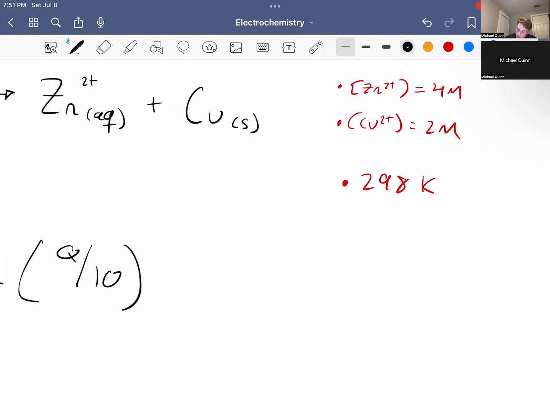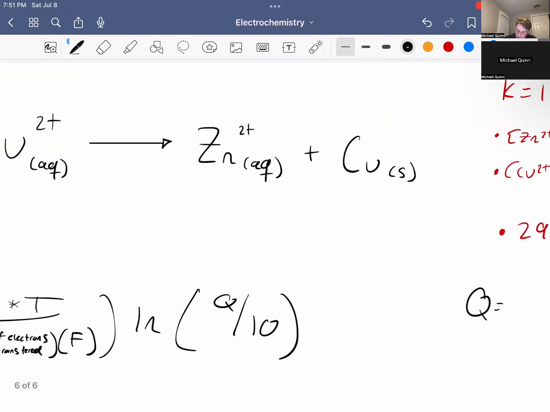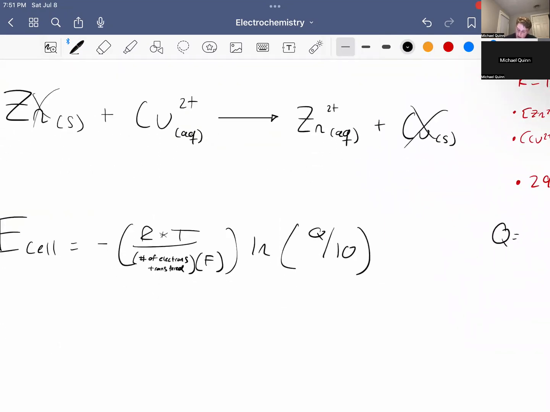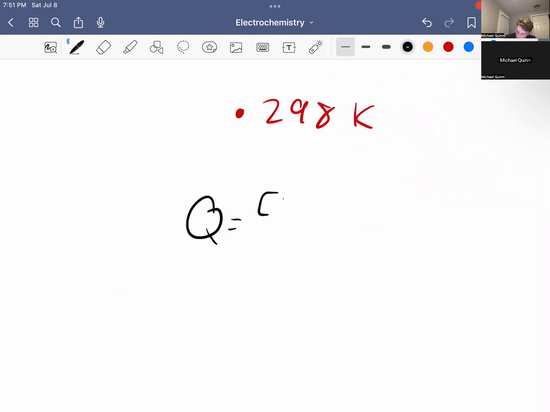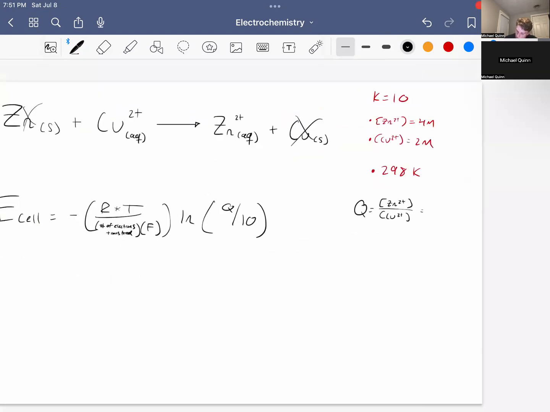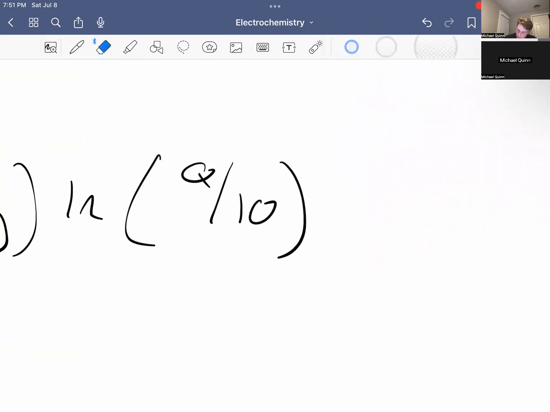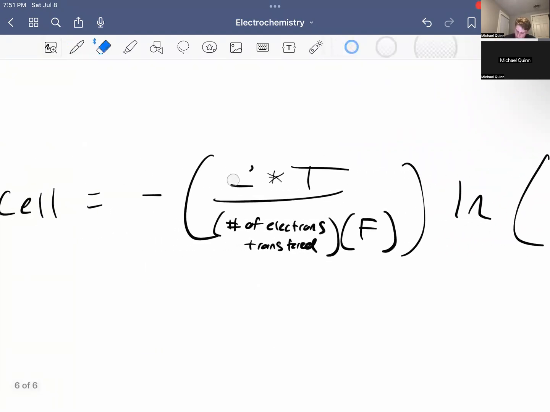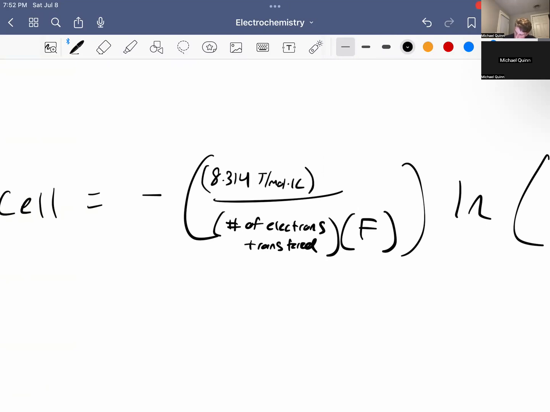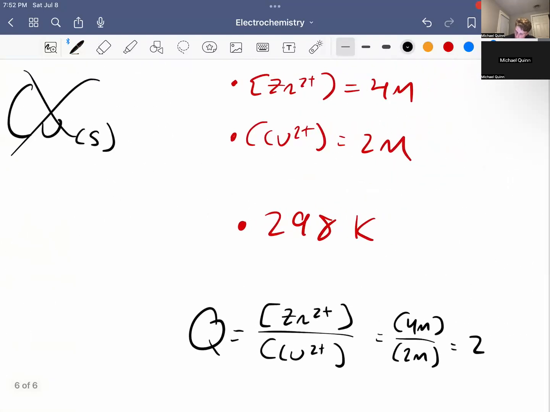Q, we need to write an expression for. So Q is equal to products over reactants, and we do not include the solids in this expression. So we are simply going to write that this is zinc 2 plus over copper 2 plus, which we said was 4 molar and 2 molar. This will be equal to 2. So we can fill in Q as 2. Now, these other variables, we know R is 8.314 joules per mole times Kelvin. And let's say the temperature is 298 Kelvin.